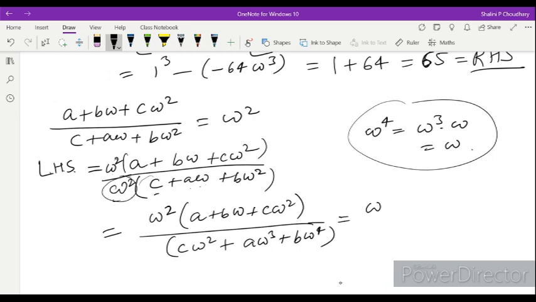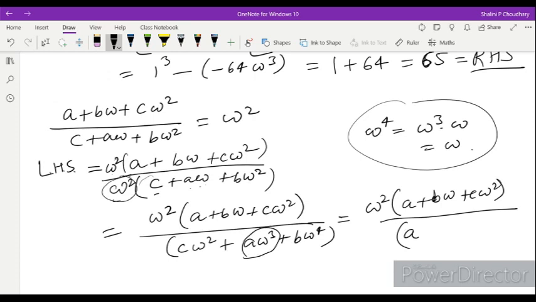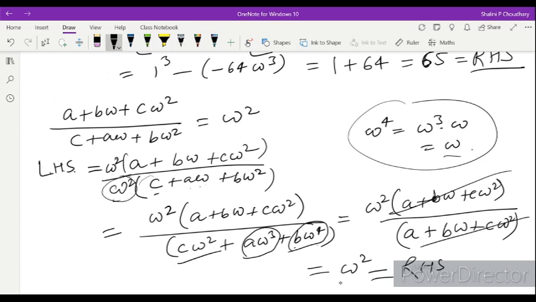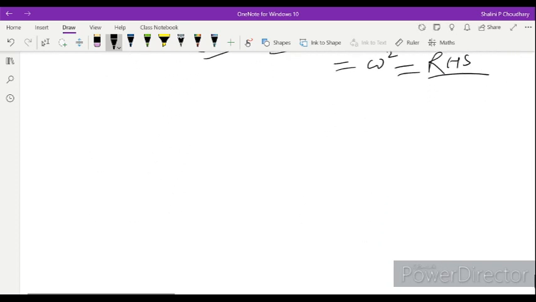So now it will be omega square into A plus B omega plus C omega square divided by A into omega cube, which will be equal to A, because omega cube is equal to 1, plus B omega to the power 4, which will be equal to B omega. Okay, so B omega plus C omega square. These values are same, so we'll cut this, and what we are getting is omega square, that is equal to RHS. Hence proved. Okay, so one more question we'll do.